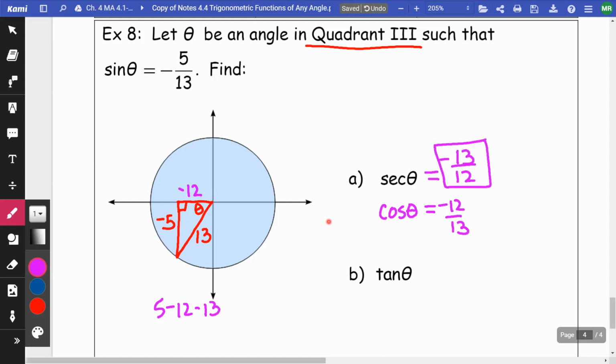My tangent, remember, is y over x, or opposite over adjacent, I guess in this case is probably better to think of. So opposite is negative 5, adjacent is negative 12. Clean that up, that's a positive 5/12. And that's my answer.